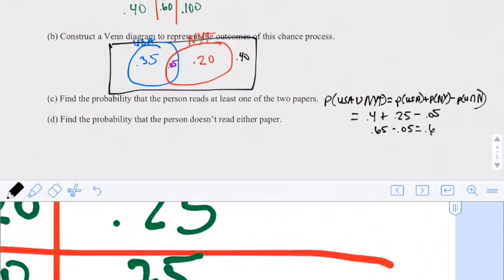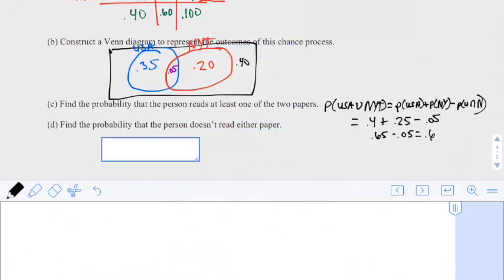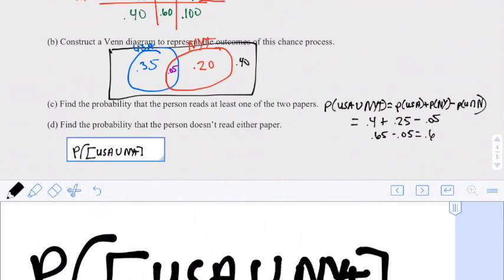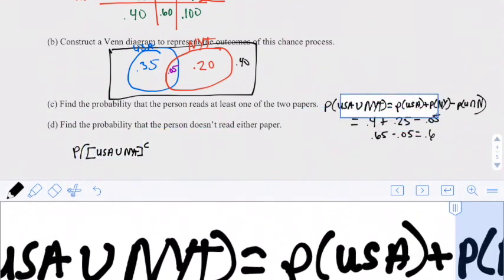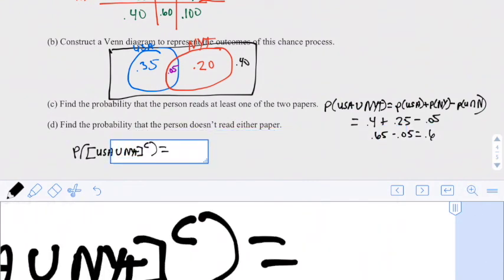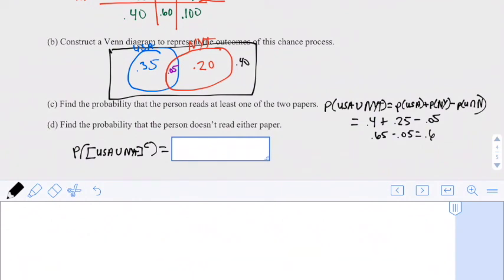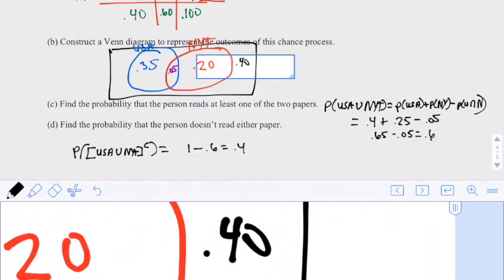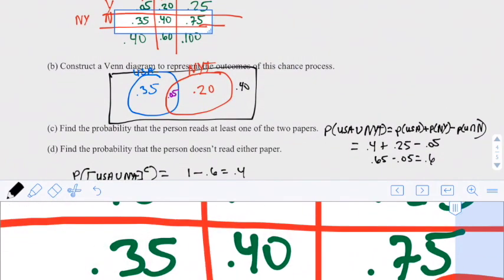Well, we know from here that it's 0.4, but let's use some formulas. We should say the probability we want the complement that they would read either of these papers, right? This is them reading either paper. We want the opposite of that because they don't read either paper. So this is 1 minus 0.6, which is 0.4. And that matches from our Venn diagram and from our two-way table.